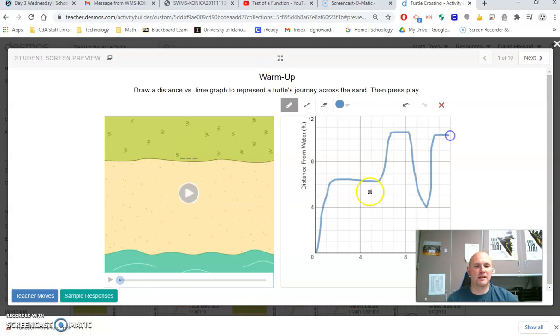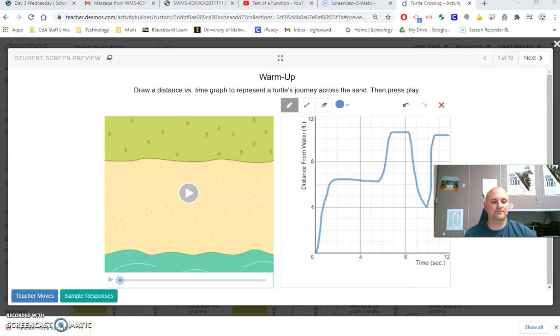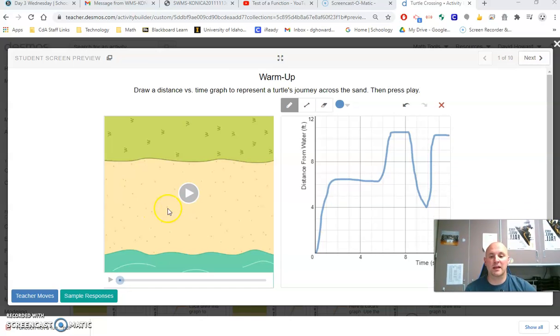Now, if you notice, I'm always moving to the right because down here it says time, and time is always moving. So on a graph, time's always moving to the right. So now watch what happens when I hit play. And my little turtle is following my graph. And he's doing what my graph told him to do. Forwards and backwards and so on and so forth.